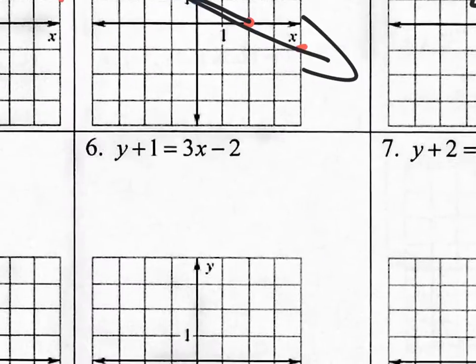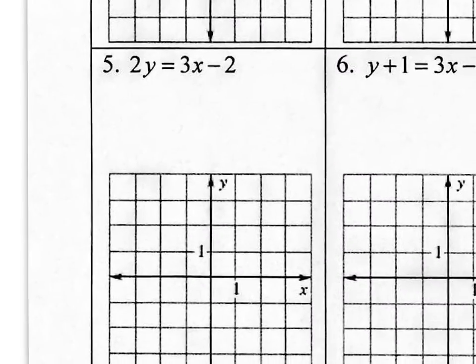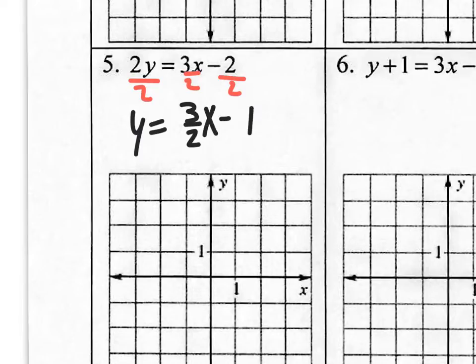Number 5. What's the m and the b right there? You can't see it yet. If you think that the b is negative 2, you're wrong. If you think that the slope is 3, you're wrong. Why? Because it's not in slope-intercept form yet. So what you got to do is divide everything by 2, and you'll have y equals 3 over 2 x minus 1. Don't forget about that x. So now it's in slope-intercept form.